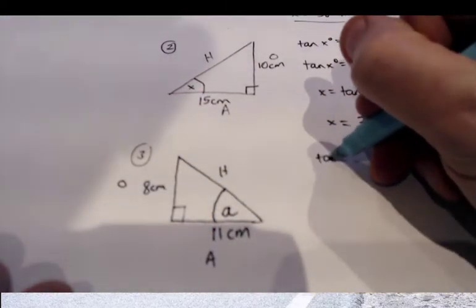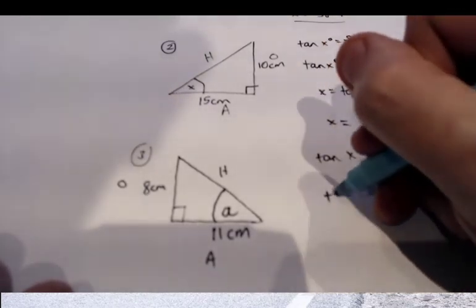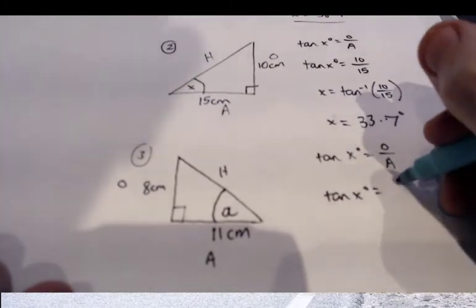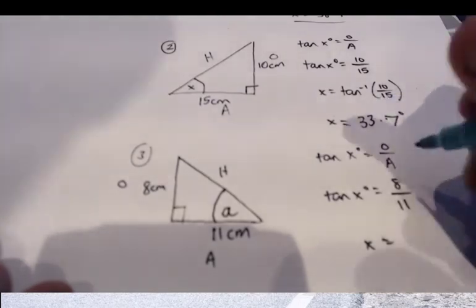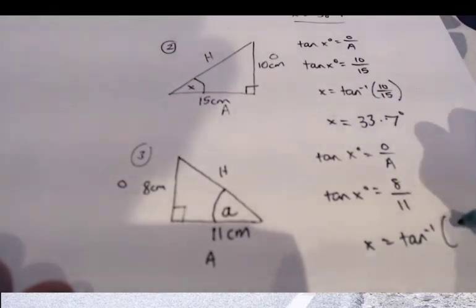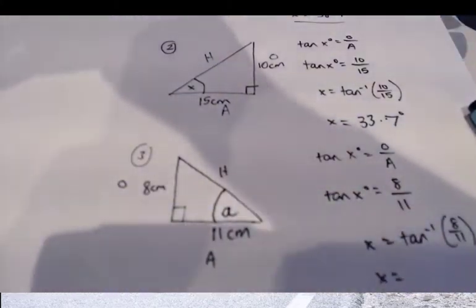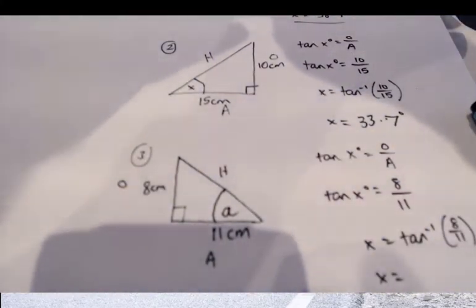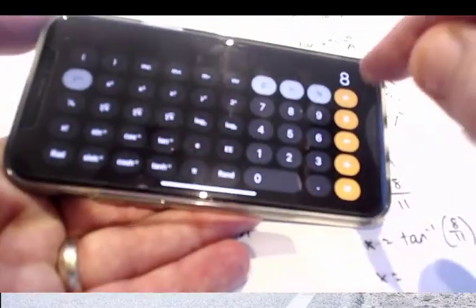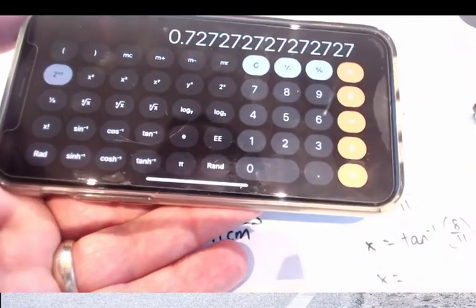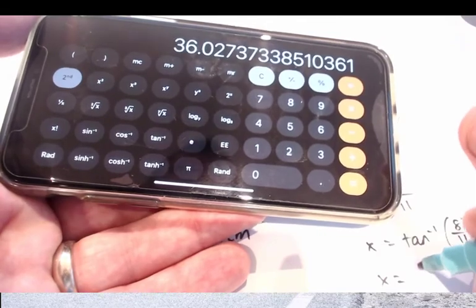Write down my rule. Fill in the information. The opposite is 8, the adjacent is 11. And then I want to do my inverse tan of 8 over 11. And I'm going to use my calculator. So it's top number divided by bottom number. So it's going to be 8 divided by 11. Gives me that big answer there. And then I want to hit the tan minus 1 button. 36.0.